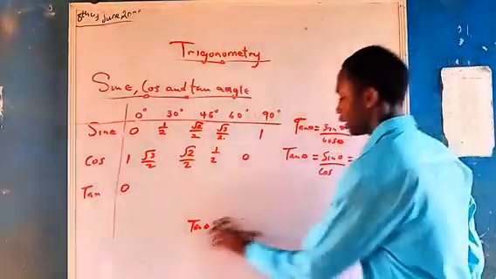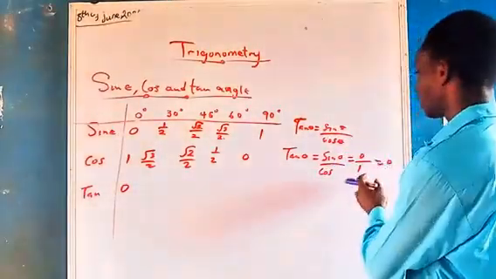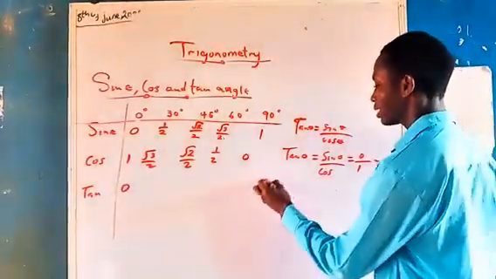Okay, now let's move on. I hope you guys are enjoying the tutorial. All right, now we're having tan 0 equal to 0. What about tan 30 degrees now?